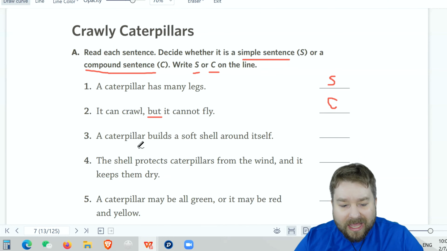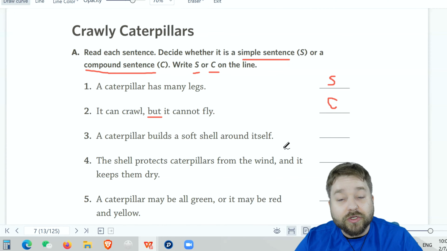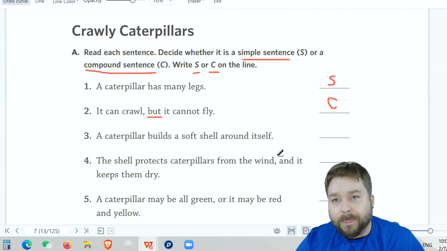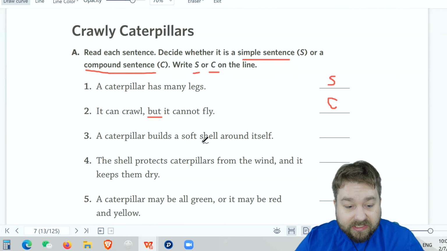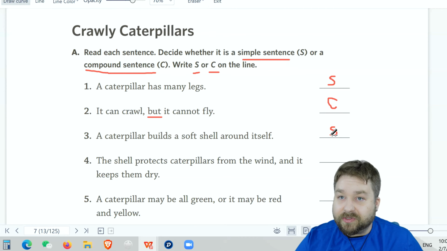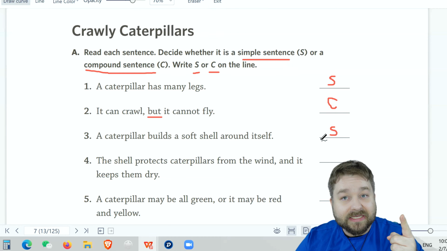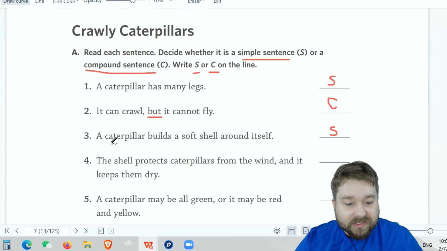Number three, a caterpillar builds a soft shell around itself. Oh, a cocoon. Is this one idea or many ideas? It's one, exactly. So this is a simple sentence. We have no joiner, right? We had a but as our way to make a compound sentence. I bet you can think of other ones here.